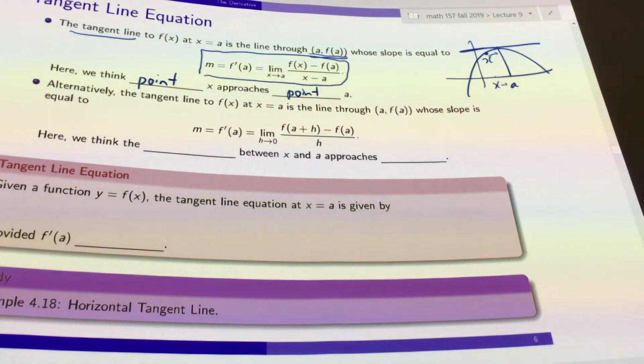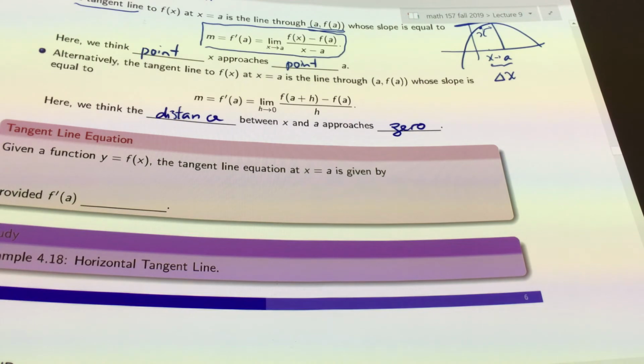Or you can think of it as the rate of change. This is the distance when x approaches a, which means the distance between x and a tends to zero. In other words, delta x, the distance between them, tends to zero. They will be the same limits. No matter whether x tends to a or delta x tends to zero, I'm just changing the variables. They are the same limits.